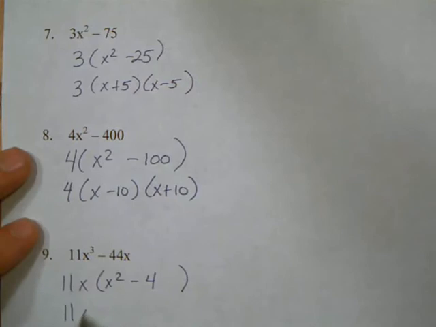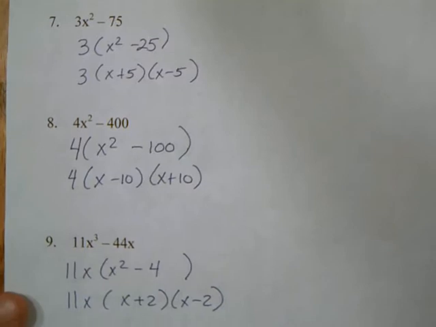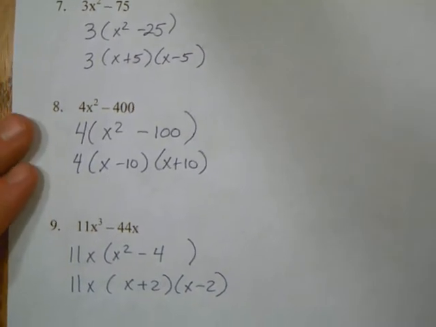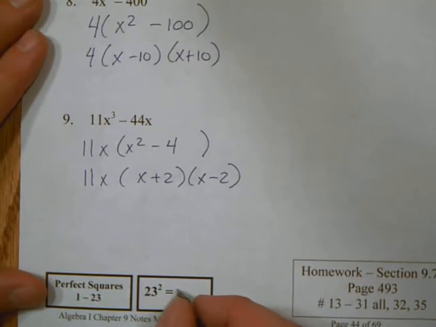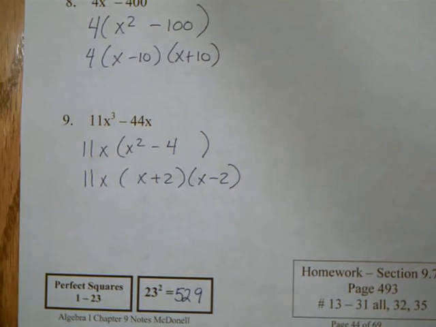Our last one, we have 11x as our GCF. When we take out that 11x, we're left with x squared minus 4. Here the GCF has an x in it. So we take that x out, and we have x plus 2 and x minus 2. The key idea for each of these problems is to identify that GCF correctly, which would leave you the difference of two squares. Speaking of squares, our square for today is 23.